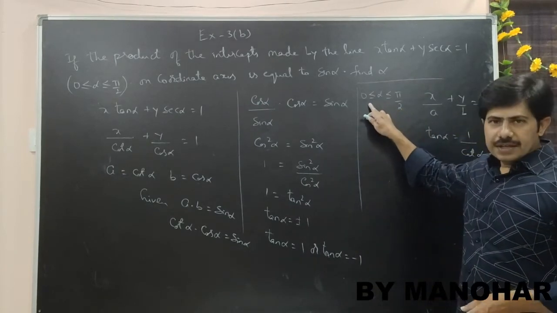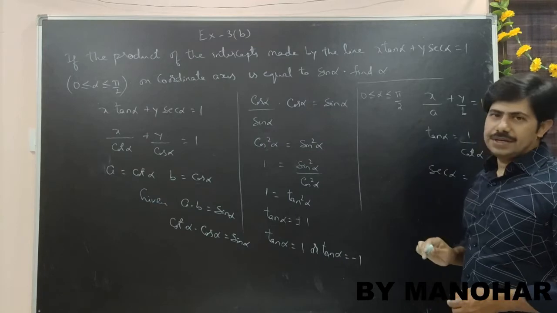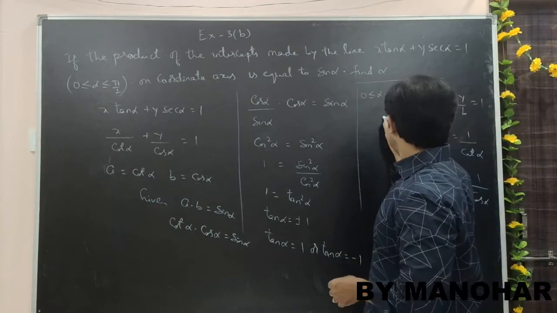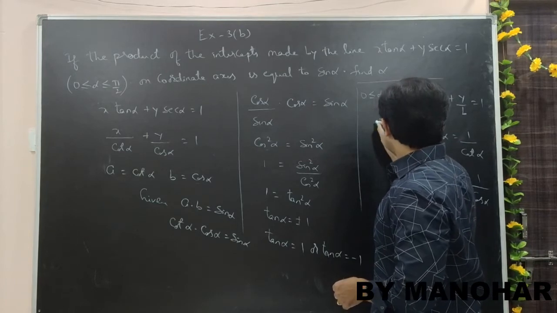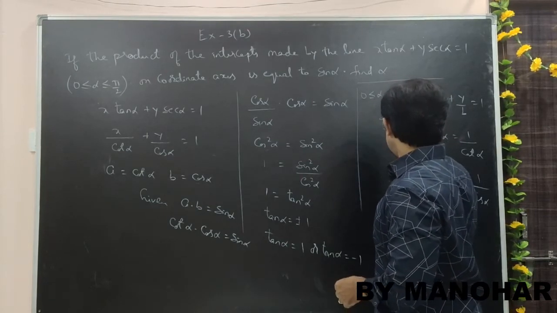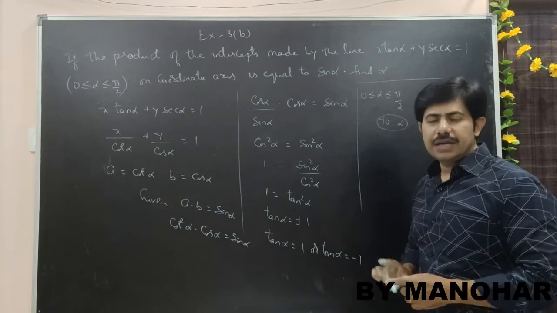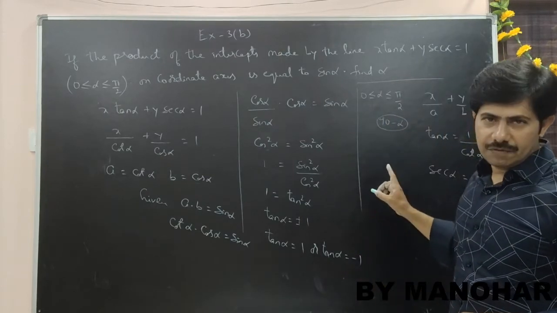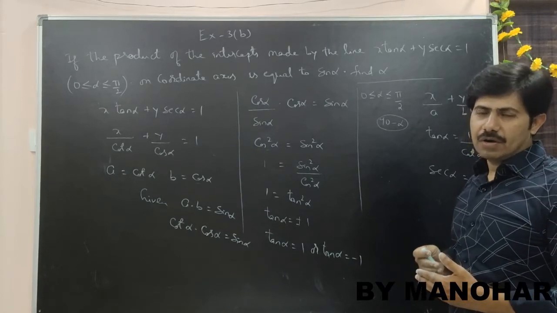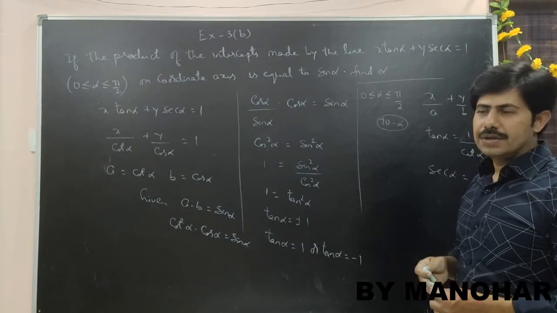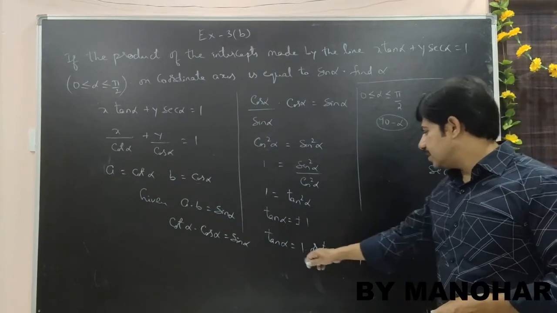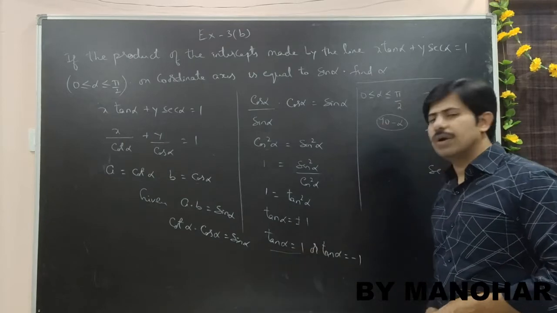Alpha is greater than 0 but less than 90. See, alpha is less than 90. That means 90 minus alpha lies in the first quadrant. So whenever an angle alpha or theta lies in the first quadrant, all are positive. So we consider only tan alpha is equal to 1.